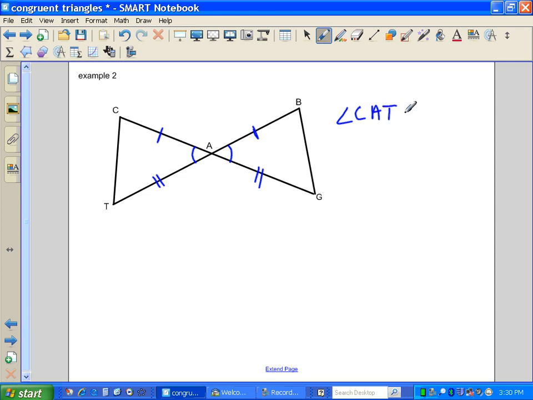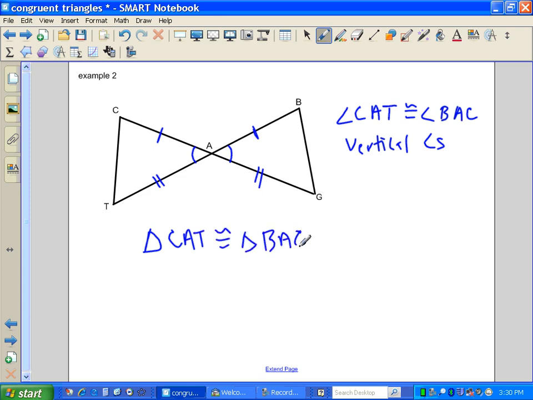And if you're saying in your head that angle CAT is congruent to angle BAG because they are vertical angles, then you're right. This is an angle that is vertical to this angle, so those angles must be congruent. And since we have a side and an angle and a side congruent to a side and an angle and a side, then we can say that triangle CAT is congruent to triangle BAG by side, angle, side congruence.